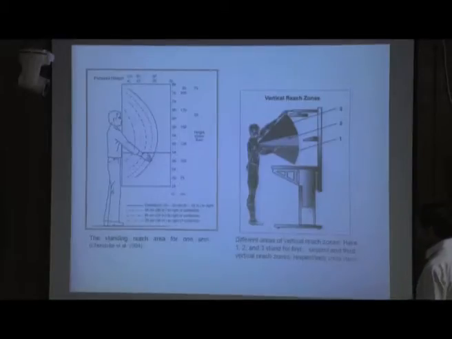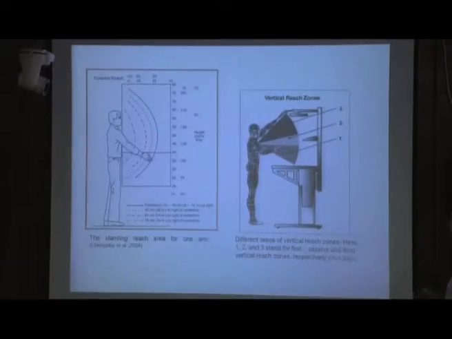Similar to sitting, we can also go for standing reach evaluation. In standing, just in front of that person at the center line, this is a vertical reach zone line. Similarly, if it is moving left side or right side, these are defined with this type of dotted line.